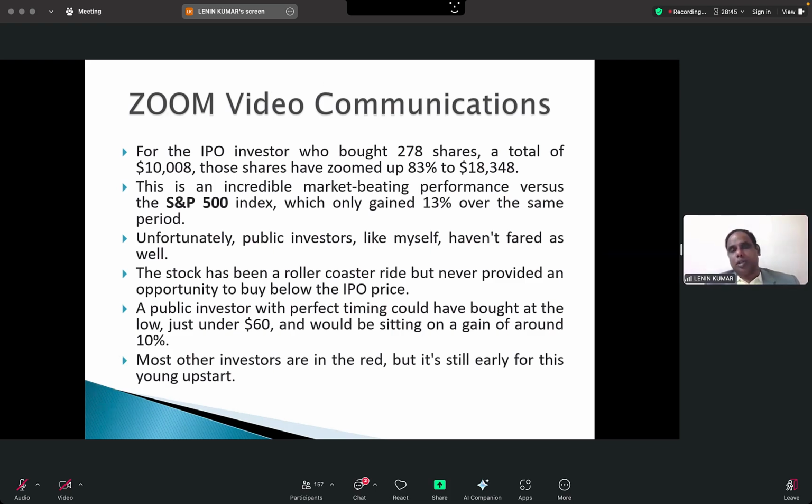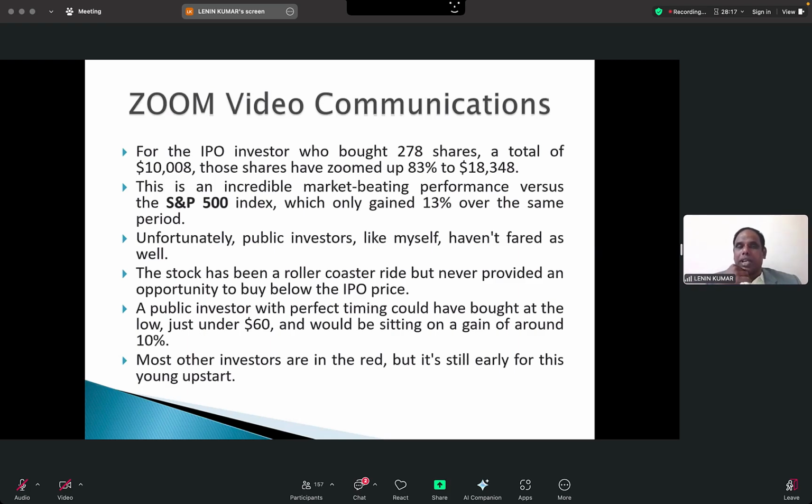That is in dollars. Suppose you have invested $10,000, it means you are getting $18,000 back. That is around $8,000 profit for whoever invested in the Zoom IPO. Imagine you are purchasing 278 shares. So this is an incredible market-beating performance versus the S&P 500, the Standard and Poor's 500 index, which only gained 13% over the same period.